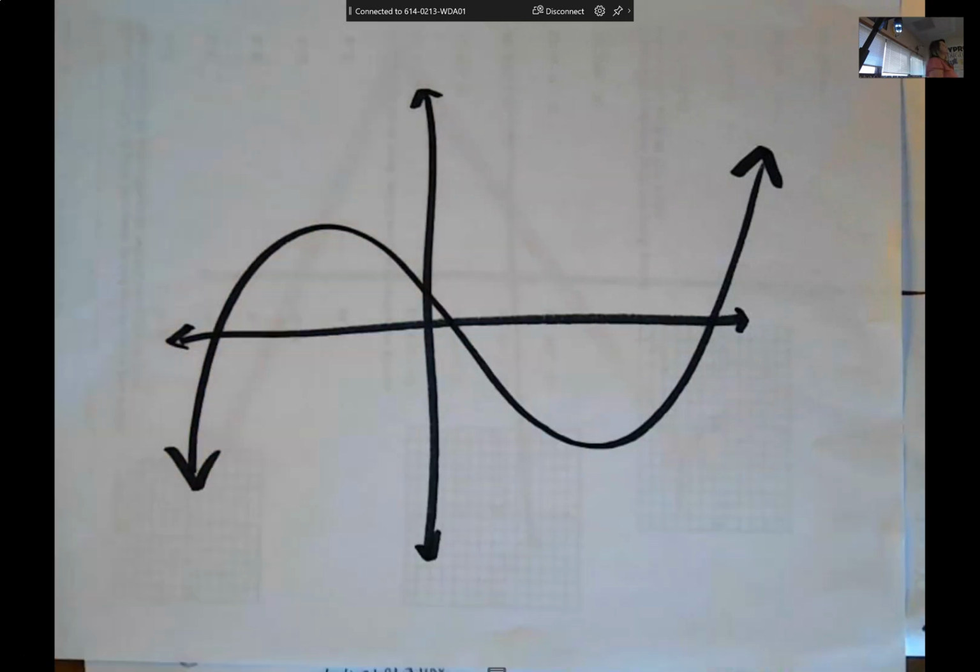Okay, show me. This is the cubic family. Very good. What is this guy's domain? Write that on your whiteboard. What's its domain? You can use any notation you want. What is this guy's domain?